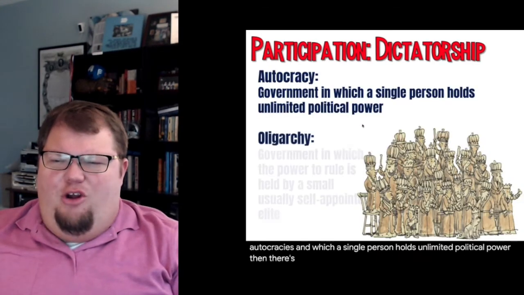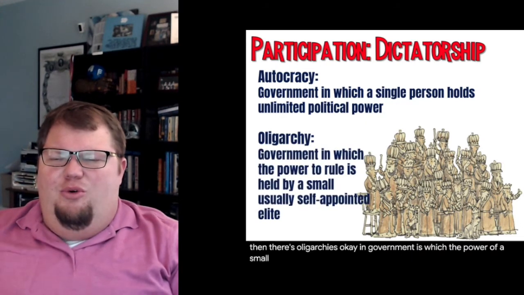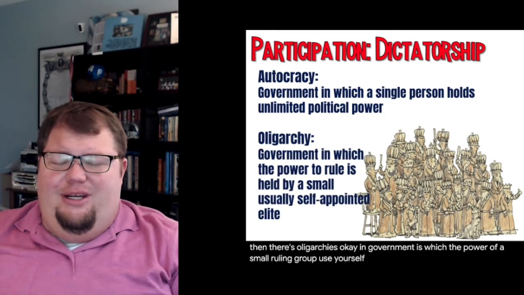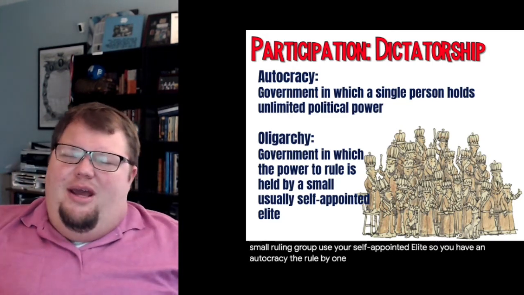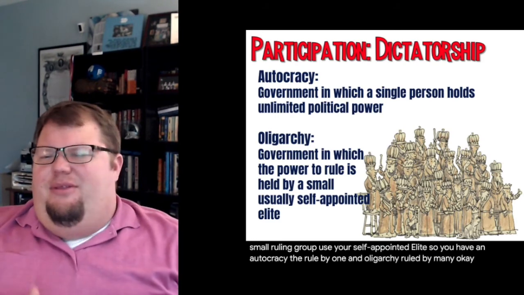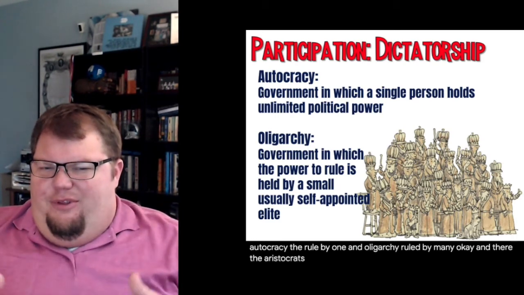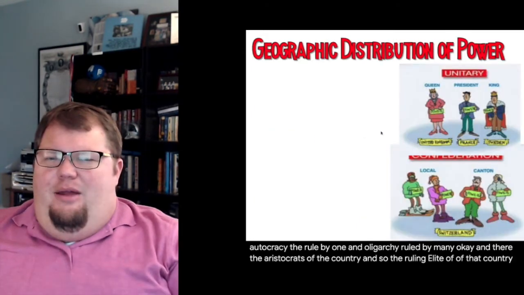Then there are oligarchies, where government is in the power of a small ruling group, usually a self-appointed elite. You have an autocracy, ruled by one, and an oligarchy, ruled by many. These are the aristocrats of the country, the ruling elite of that country.